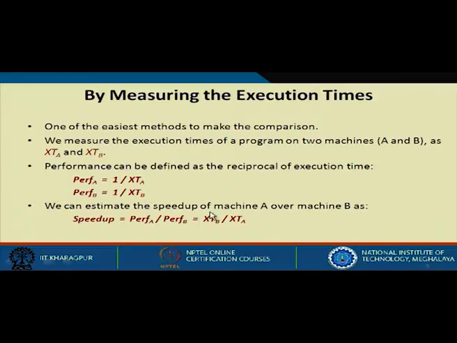Now, we can estimate the speed up of machine A over machine B. Speed up is performance of A divided by performance of B, where performance of A is 1 by XTA and performance of B is 1 by XTB. If you put these two values in, you will get the speed up as XTB divided by XTA, that is the speed up of machine A over machine B.